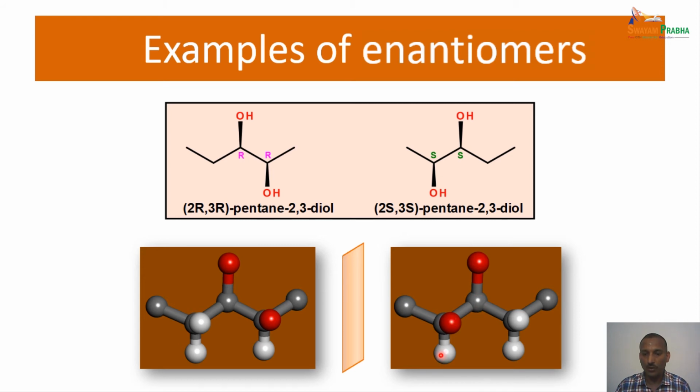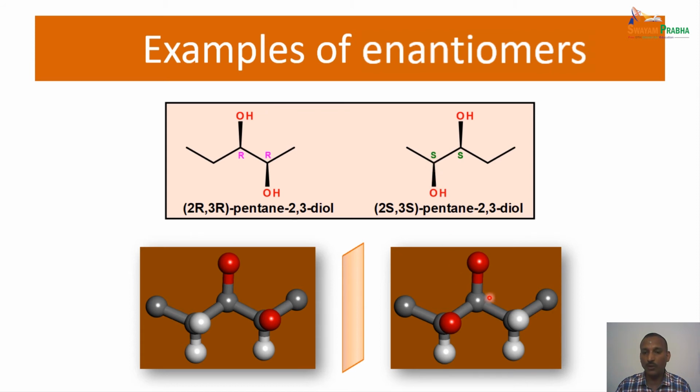Now the oxygen, and this hydrogen is below. If we just tilt it towards ourselves, this oxygen has priority number 1, this carbon with oxygen priority number 2, this carbon with hydrogen priority number 3. So 1, 2, 3 is in the counterclockwise direction. So this is the S isomer.